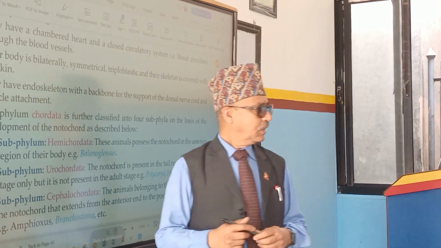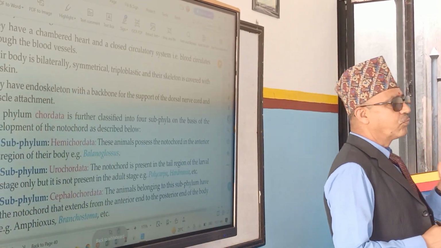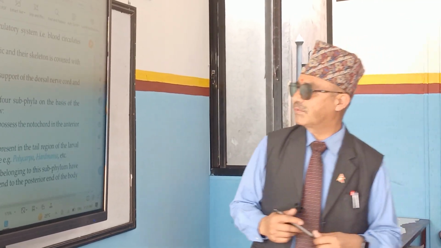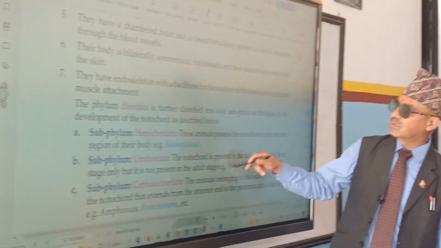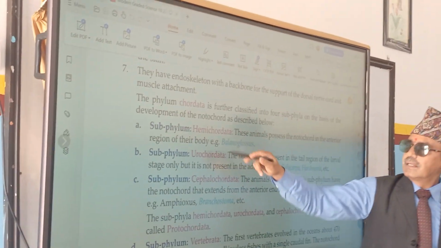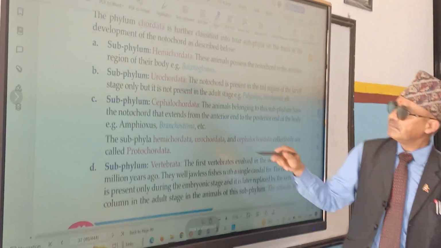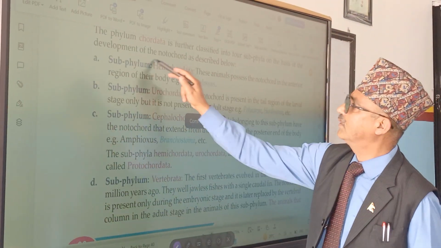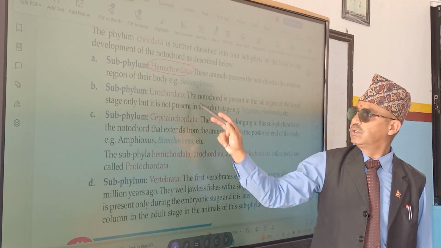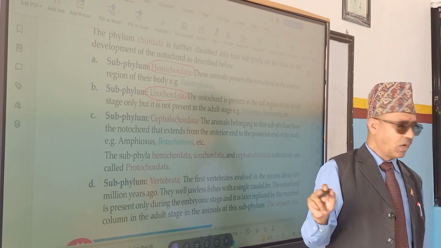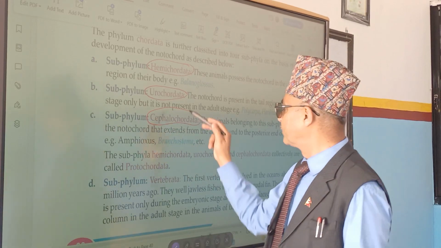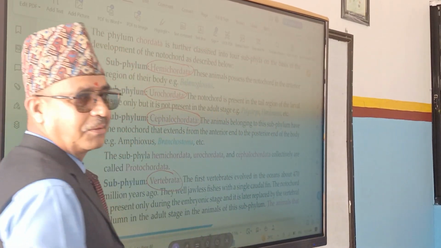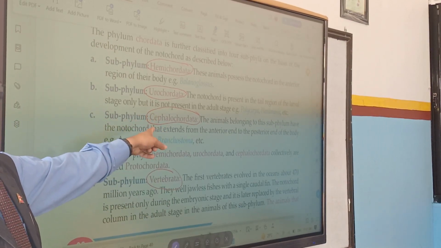Alright, students. Now we are discussing the 4 subphylums of Chordata. How many subphylums are there? 4 subphylums. What are they? Hemichordata, first one. Second one, Urochordata. Third one, Cephalochordata. Fourth one, Vertebrata.